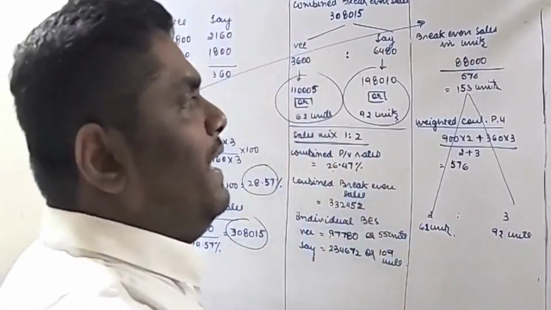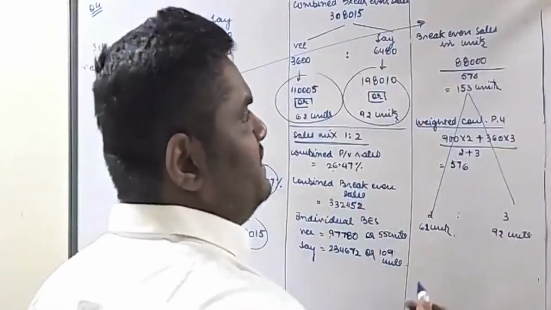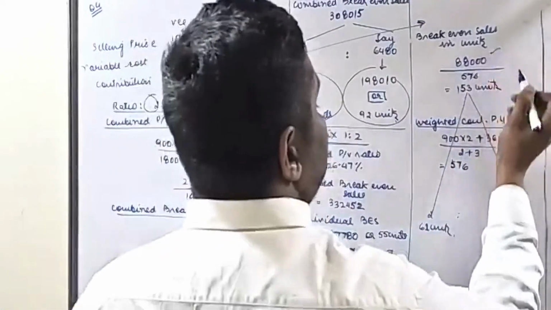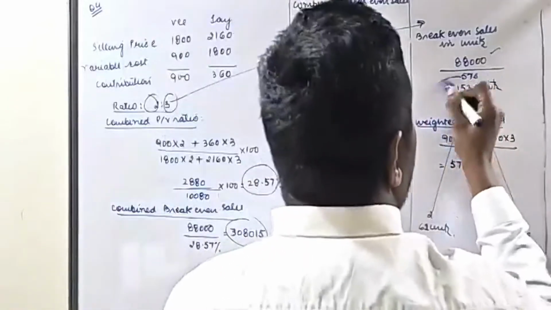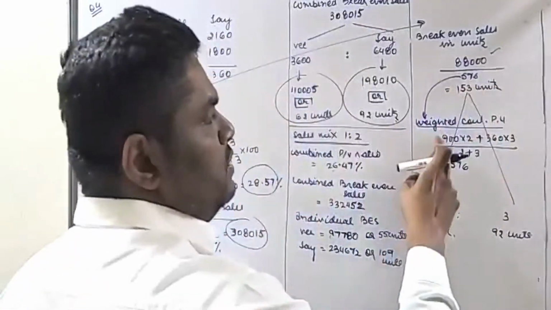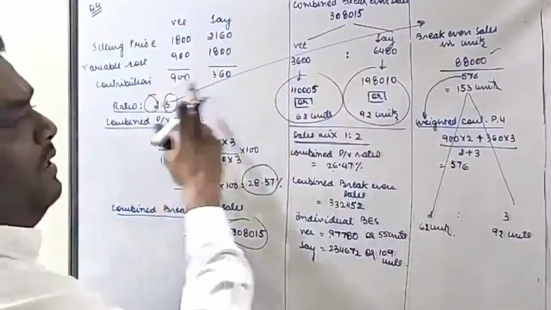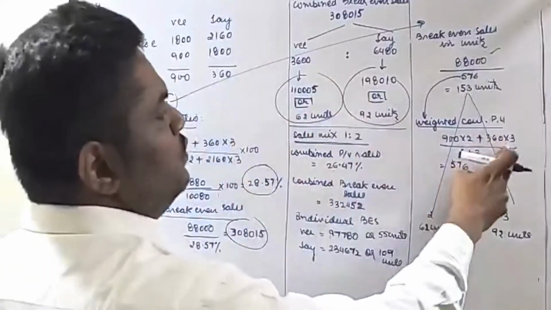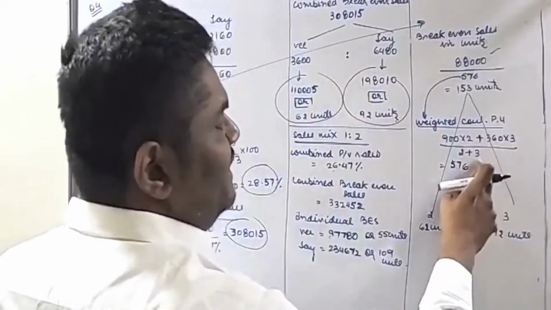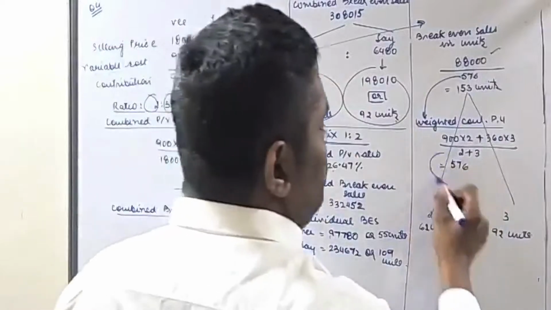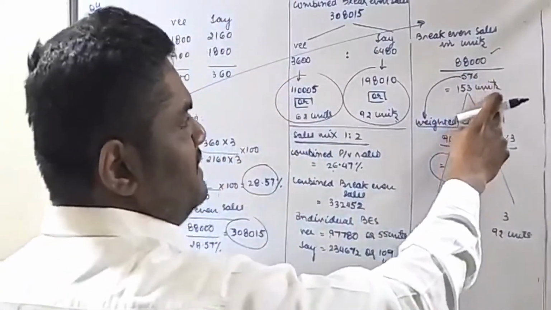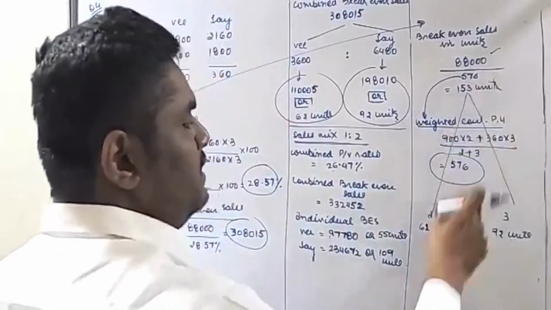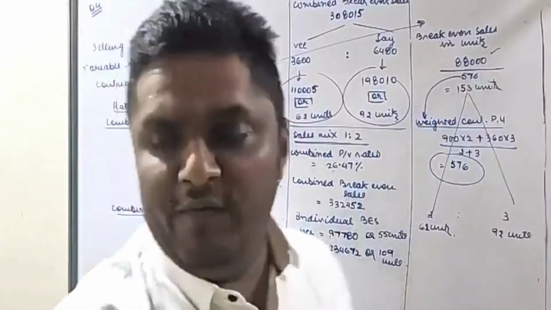So this is the way to calculate break-even sales in units. Very simple, guys. 88,000 is my fixed cost divided by my contribution per unit, that is the weighted contribution per unit. So how come weighted? 900 into 2, 360 into 3 divided by my total of weight, that is 5. So this is my weighted contribution per unit. Accordingly, we will calculate the break-even sales in units, that is 153 units. It can be distributed in the ratio of 2:3.